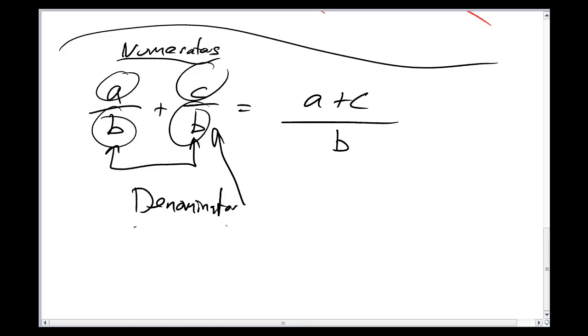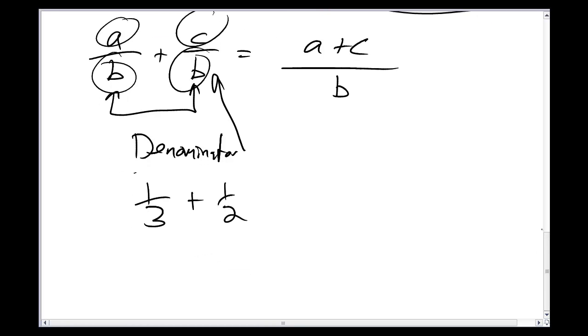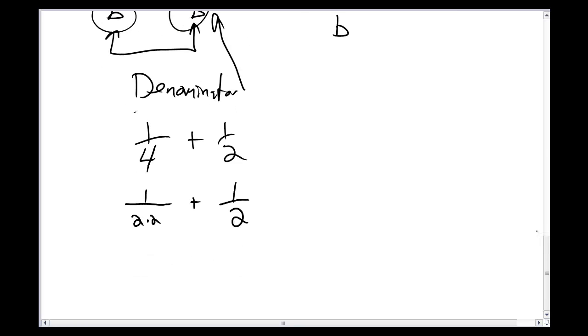For example, we know that if you're adding 1/3 plus 1/2, let's do it differently. Let's add 1/4 plus 1/2. Well, I can rewrite 1/4 as 1 over 2 times 2. And this gives me 1 over 2 over here on the other side. To have the same denominator, I want them both to have 2 times 2. This guy only has 1 2.